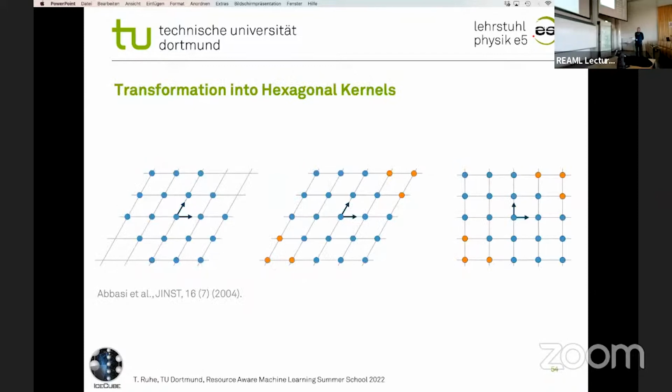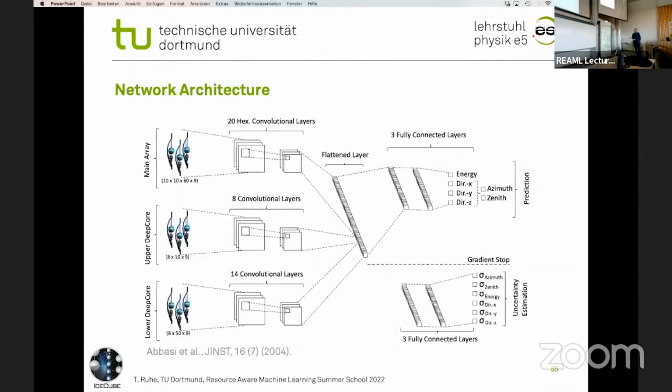What we also use are hexagonal kernels. They are in a way transformed in a similar way as the IceCube array, right? You just start with this, then you might have 0 padding, and then just shift this to make this rectangular. Okay, this is what the network architecture looks like.